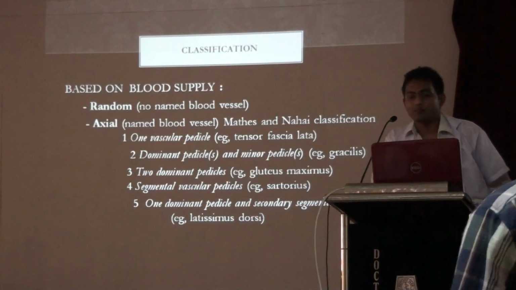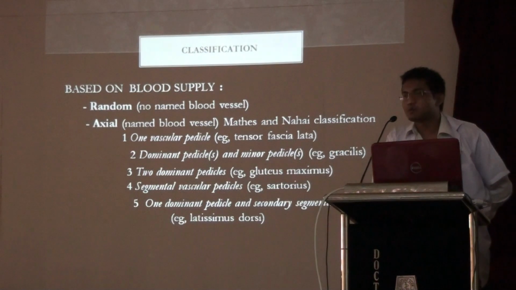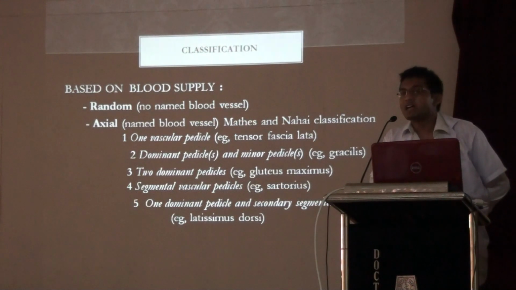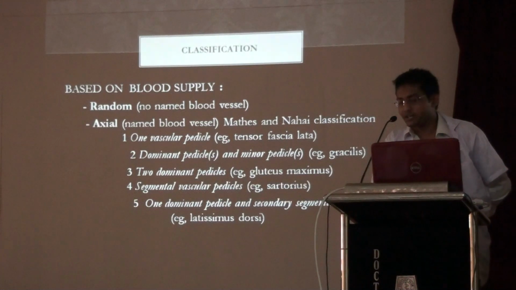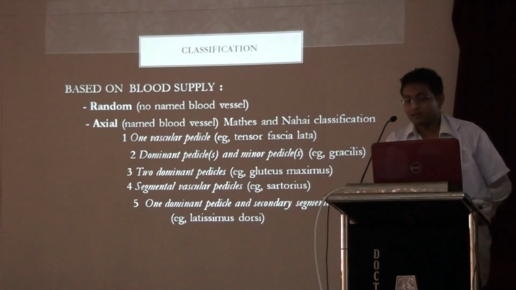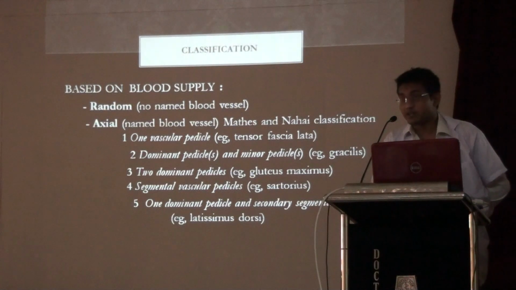So, classification. Based on blood supply, there are two types of flaps: random flaps, where no named blood vessels are present, and axial flaps. Mathes and Nahai further classified these axial flaps into 5 types. That is, one vascular pedicle, example tensor fascia lata; dominant pedicles and minor pedicles; in gracilis, 1 dominant and minor pedicles; in gluteus maximus, segmental vascular pedicles; sartorius, segmental pedicles; and in latissimus dorsi, 1 dominant pedicle and secondary segmental pedicles.